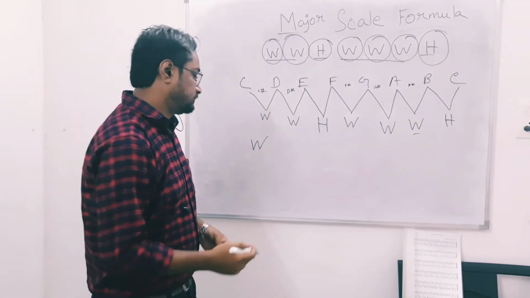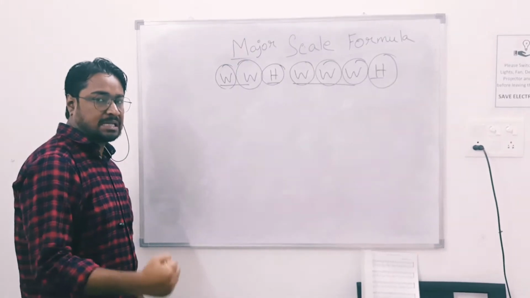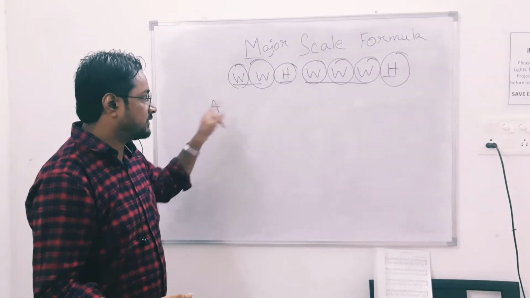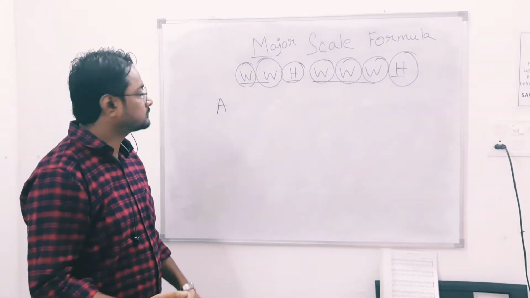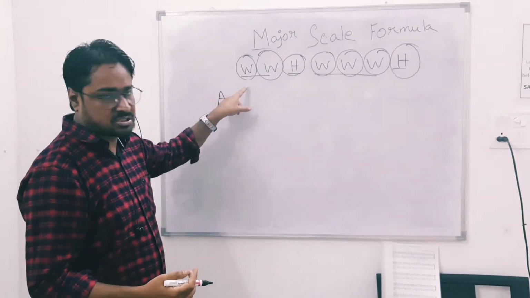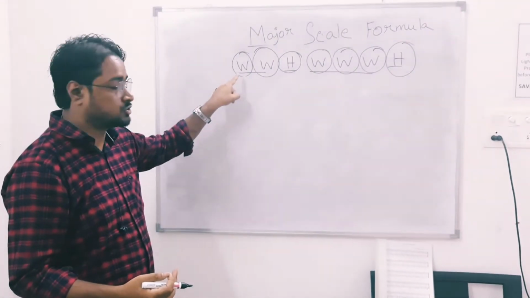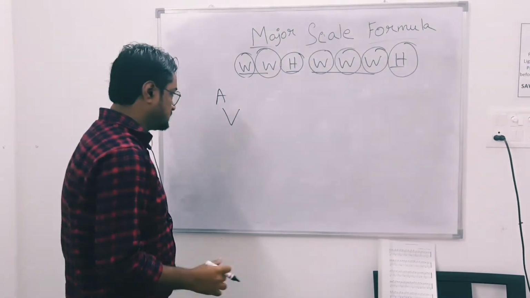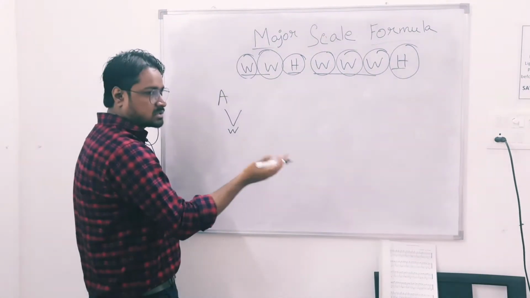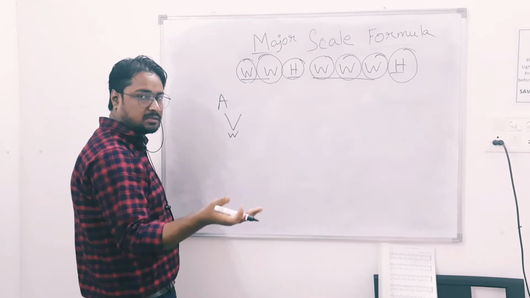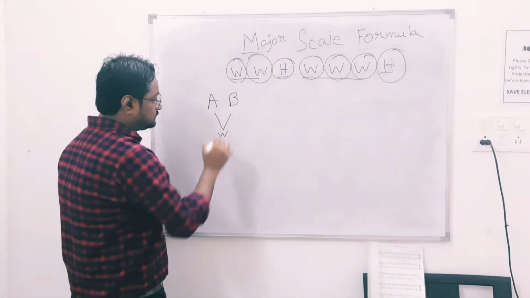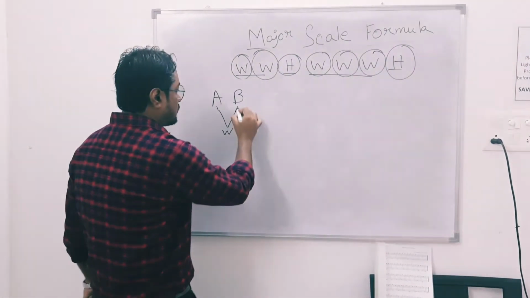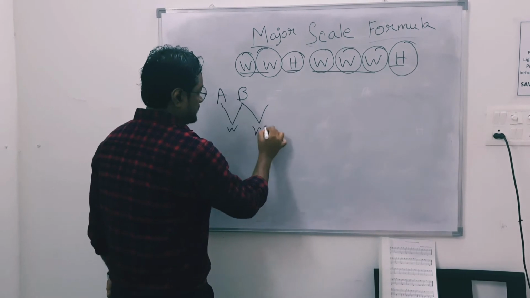Let's talk about the A major scale now. We have to write the scale of A major with this formula. The first is a whole tone. After A, whole tone means we have to skip the middle note. After A comes A sharp or B flat, then comes B. So B is the whole step. After B, again we have to make one more whole step.